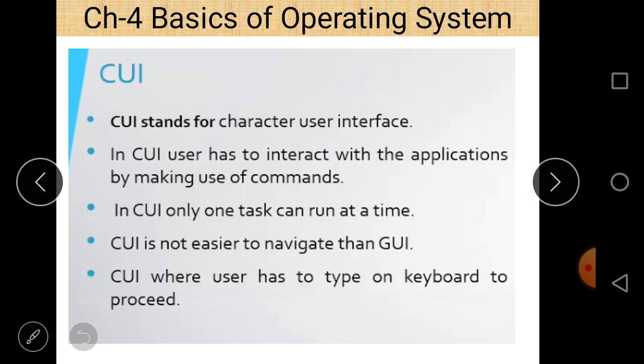So these are the points regarding CUI. It basically stands for character user interface, and in CUI the user has to interact with the application by making use of commands. And in CUI, only one task can run at a time. CUI is not easy to navigate than GUI, and in CUI, the user has to type on the keyboard to process.